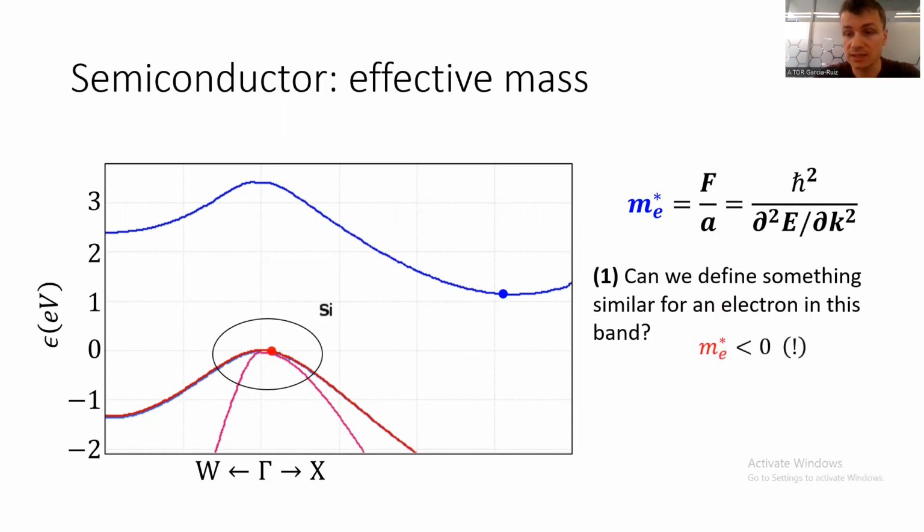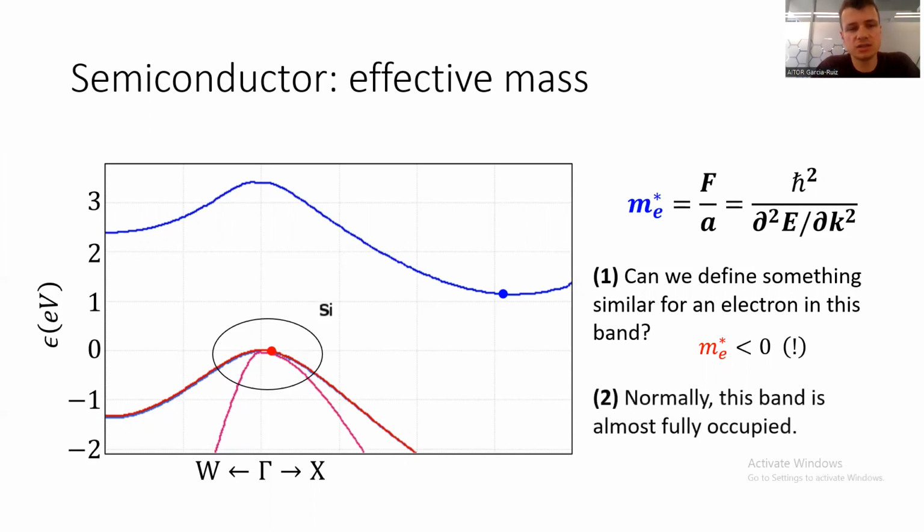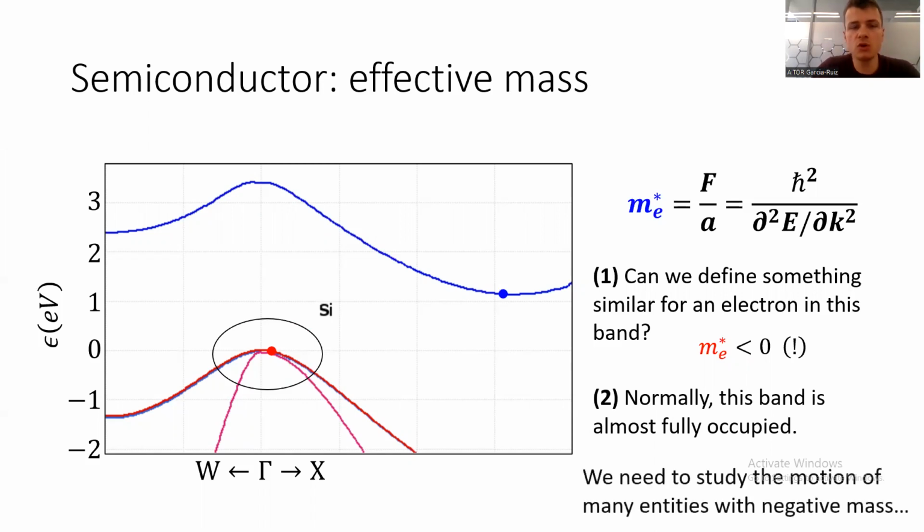The mass then is negative, and actually makes sense, because as we increase the velocity, the energy decreases. Now, the second point is that normally there aren't just a few electrons in this band, but rather there are many, many electrons. The band is actually completely occupied, only depleted by a handful of electrons. Thus, according to this, in a normal scenario, we need to study the motion of almost all the electrons in this band, each of them having a negative mass.